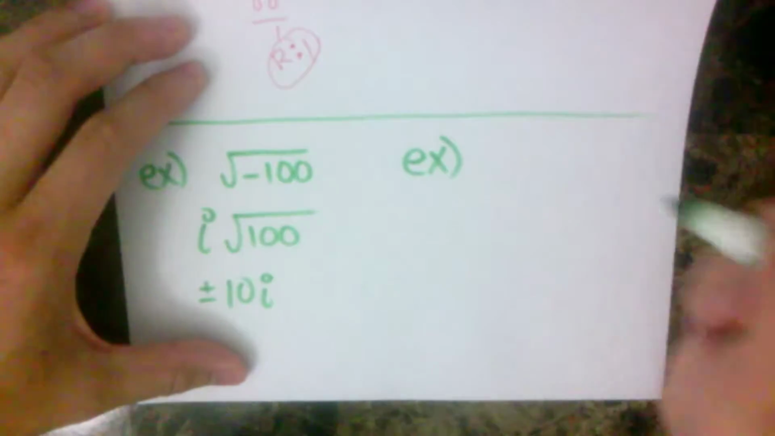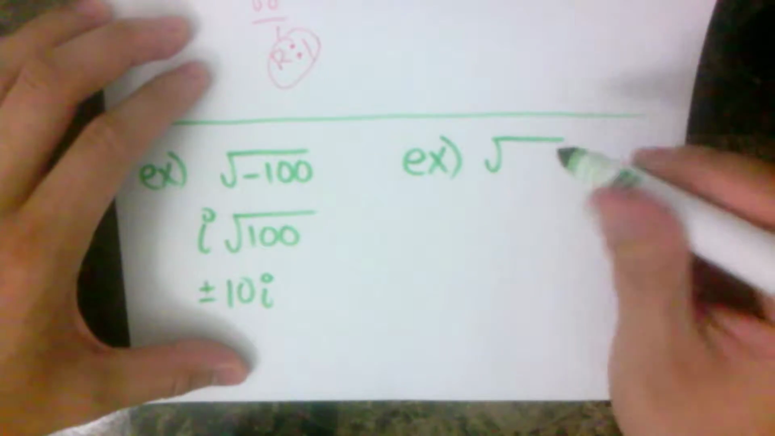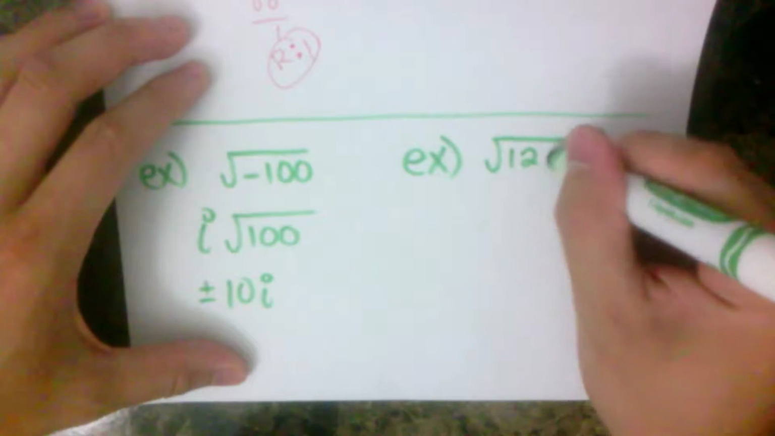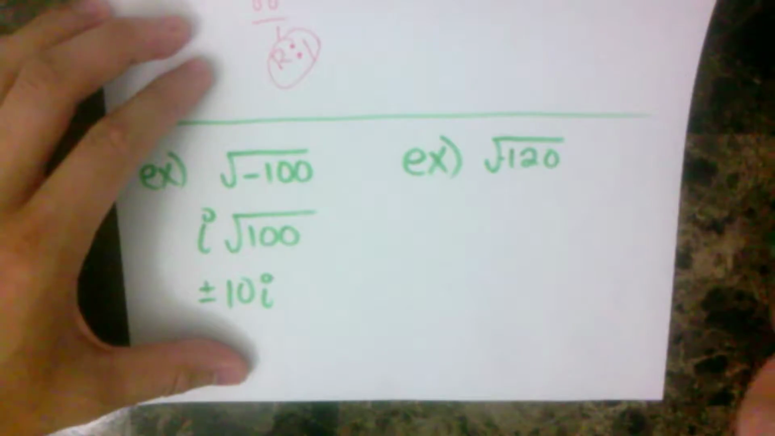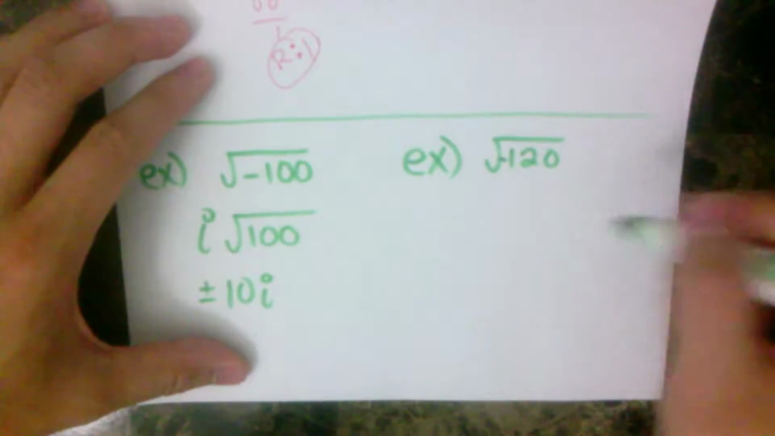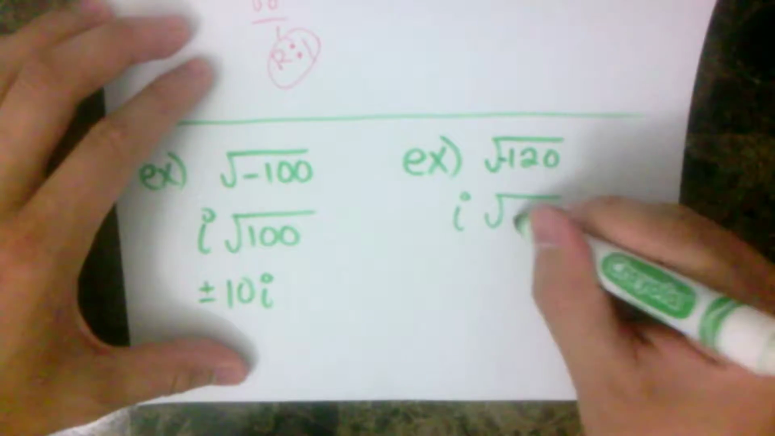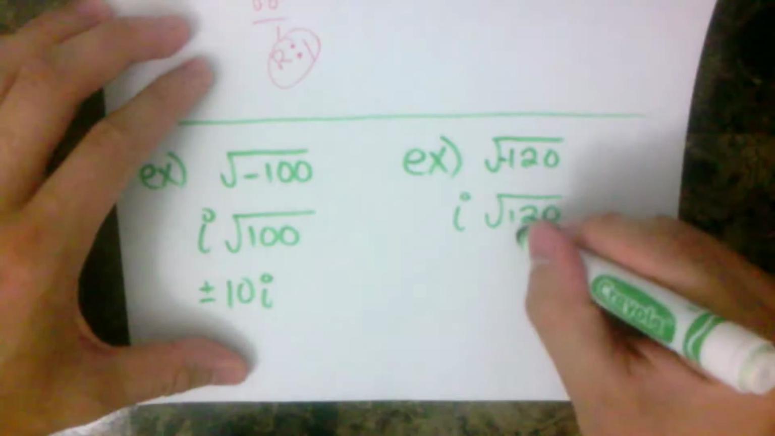In a slightly harder example, it could be something like this. Square root of, I don't know, negative 120. So remember, when it's a negative, you just have to pull out i and treat it like a regular problem. From here, we just do that factor tree thing.